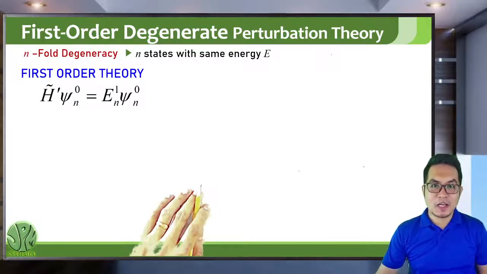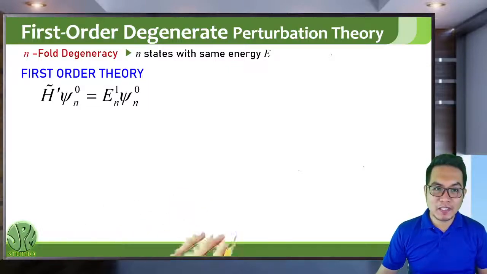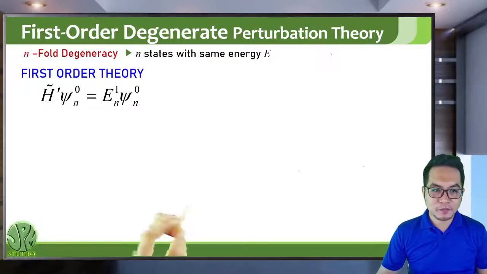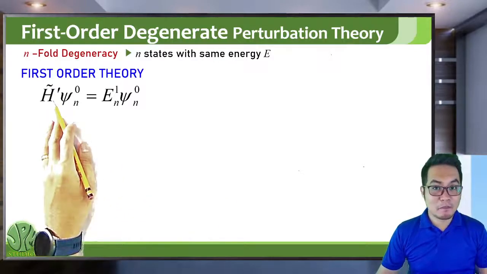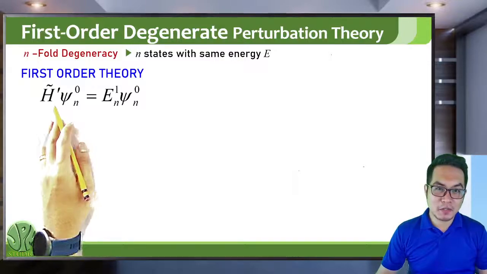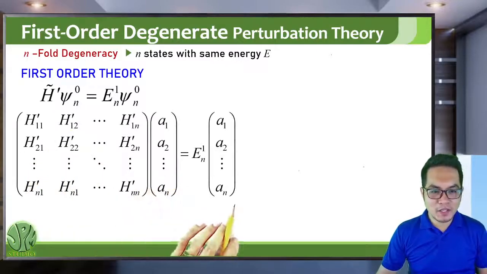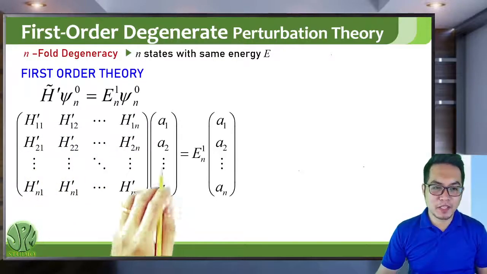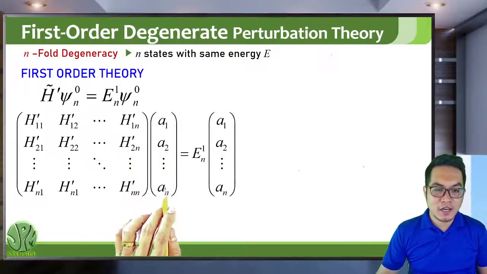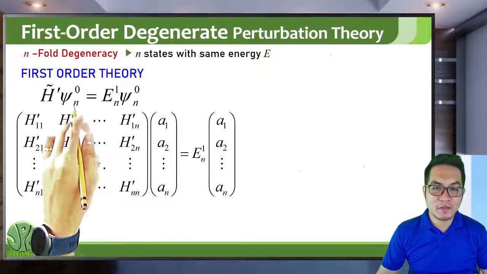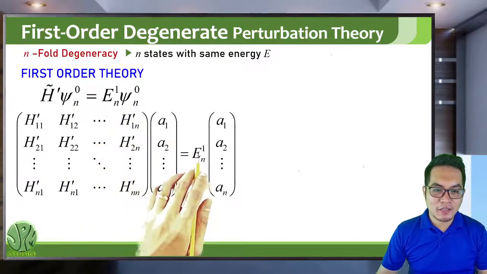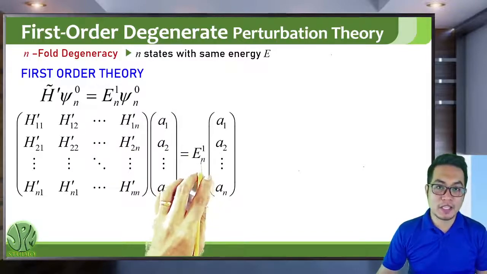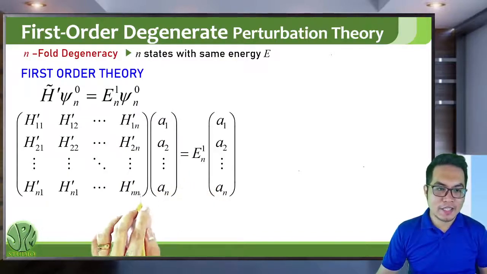So we will use the concept of matrices in the first order degenerate perturbation theory. The Hamiltonian matrix is a Hermitian matrix, so it's an n by n matrix. Assuming these are the matrix elements of your Hamiltonian perturbation matrix, and these are the ket vectors representing the wave functions, and En1 is your first order correction in energy, and we are trying to solve for En1.